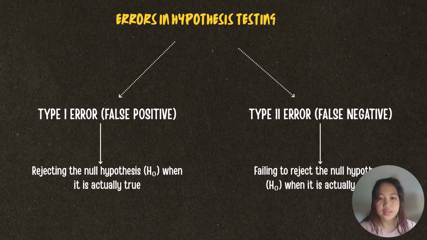So next, the errors in hypothesis testing. All research is prone to errors, and we all know that. In statistical hypothesis testing, there are two types of error that may occur, namely the type 1 error or the false positive, and the type 2 error or the false negative. The type 1 error is rejecting the null hypothesis when it is actually true, and the type 2 error is failing to reject the null hypothesis when it is actually false.